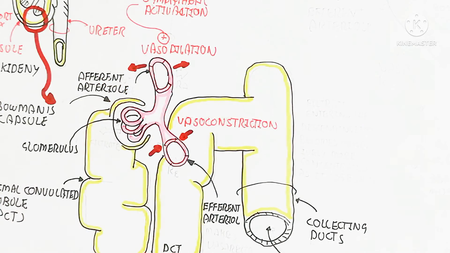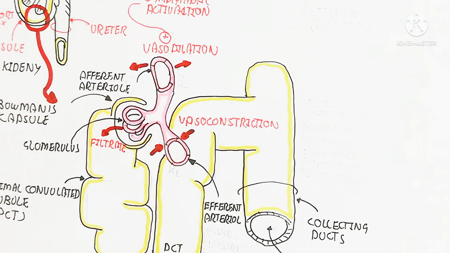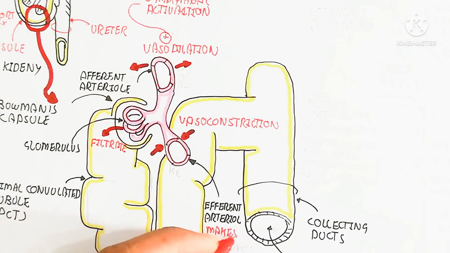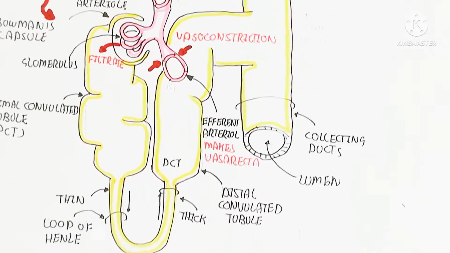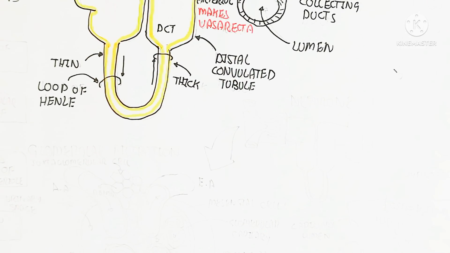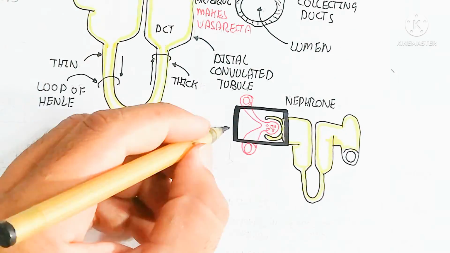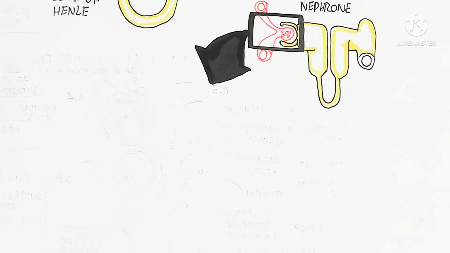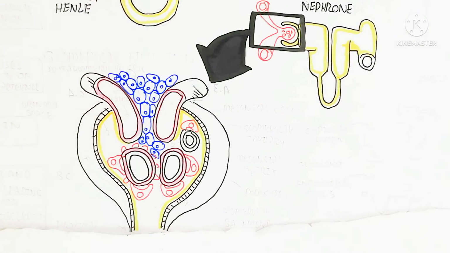Renin is the precursor of angiotensin 2, which leads to constriction of the efferent arteriole, and the efferent arteriole makes the vasa recta. After the constriction, pressure is exerted into the glomerulus, and the vasodilation of the afferent arteriole leads to filtration. That filtration is known as the filtrate. And this is the nephron.